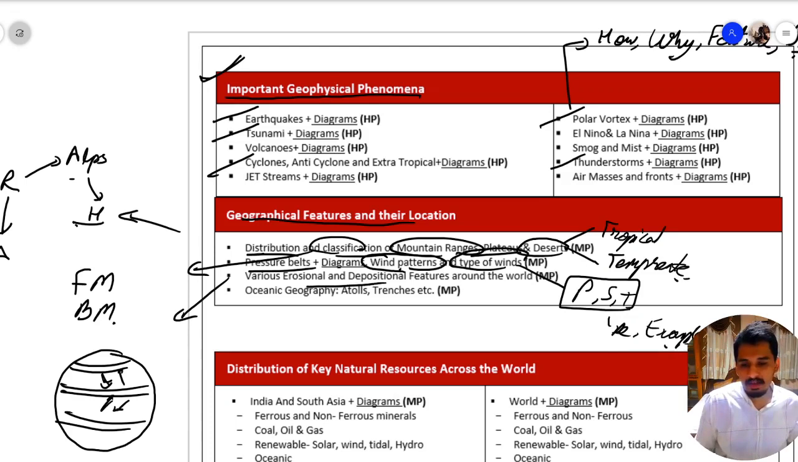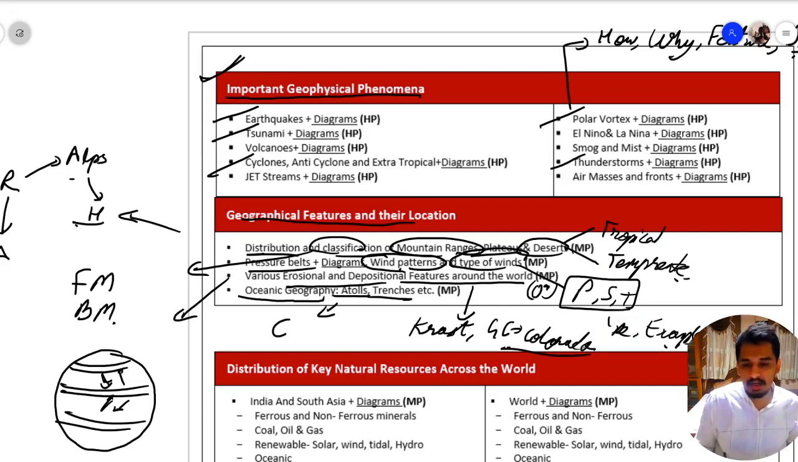Then we have various erosional and depositional features around the world. You should have a brief overview of this topic and you should know the important features such as karst topography, then we have the Grand Canyon which is formed due to the Colorado River. These are the important features that you should know. Then we have oceanic geography. In this we have atoll, trenches, continental shelf, okay, continental rise or continental slope. Then we have mid-oceanic ridges. So you should have a knowledge of oceanic geography along with its diagram.